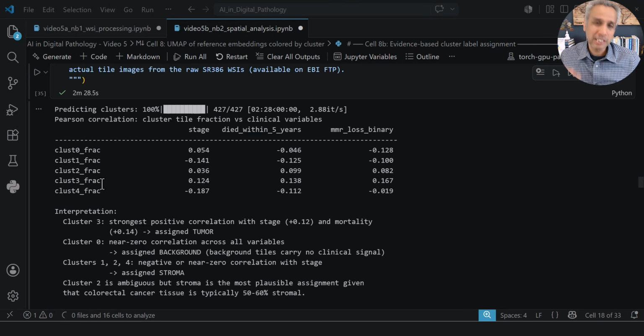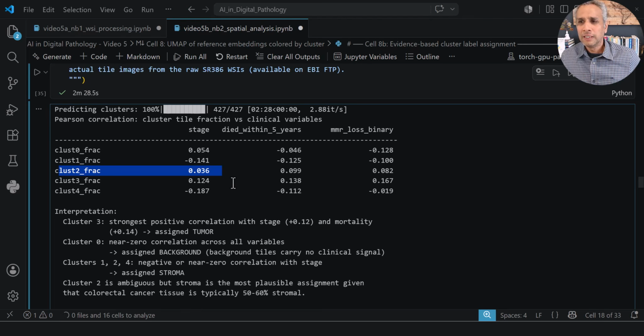The right way to positively tell which cluster belongs to what is by looking at these images, which we unfortunately don't have access to. I would say cluster 2 is ambiguous, but stroma is the most plausible biological assignment, given that colorectal cancer tissue is typically 50 to 60% stromal. That's why I'm comfortably assigning it, keeping in mind that this is the one I'm a bit uncertain about compared to the others, like cluster 1 and cluster 4.